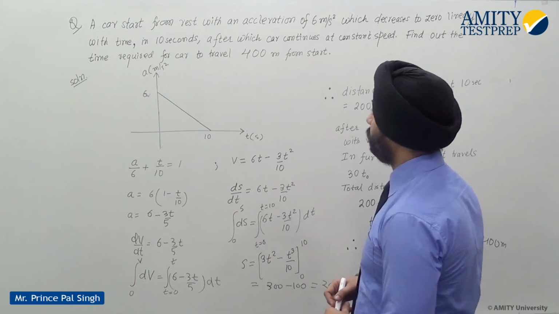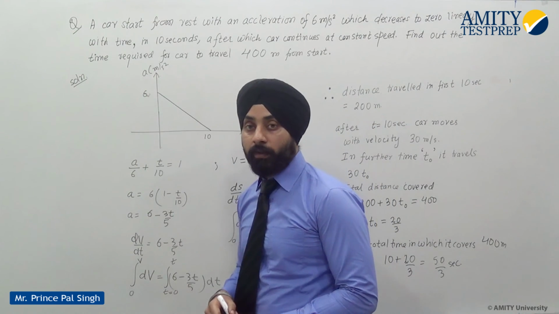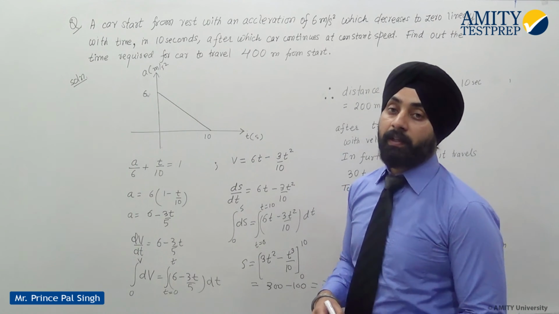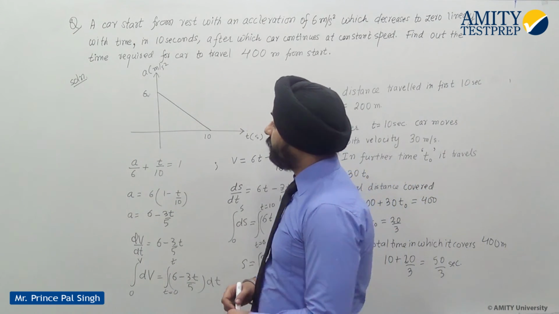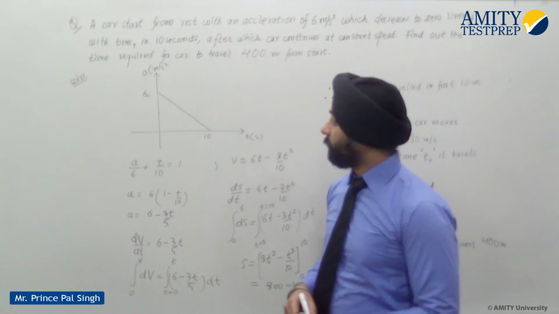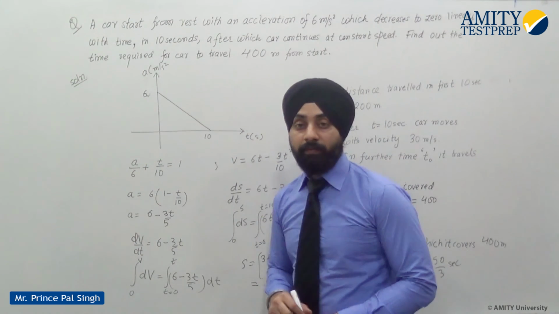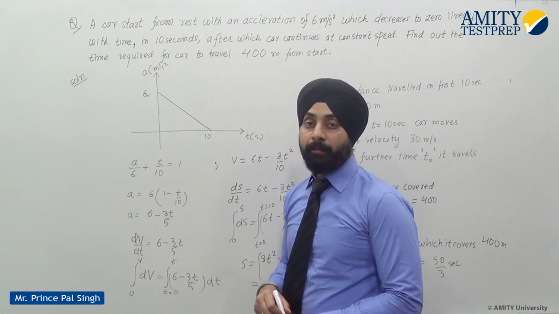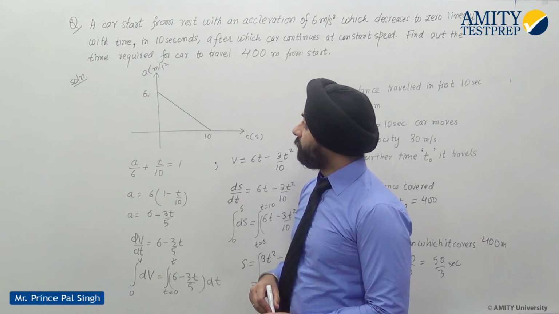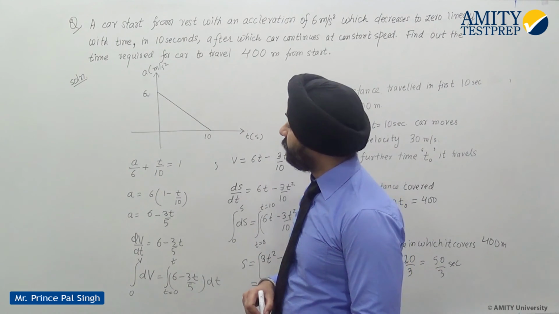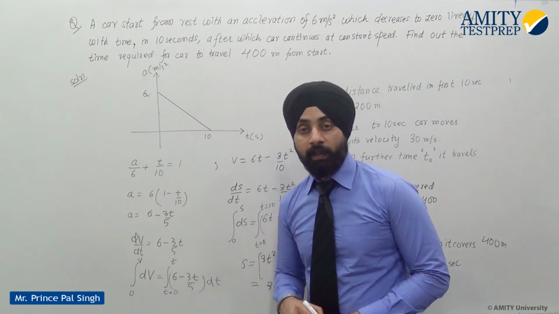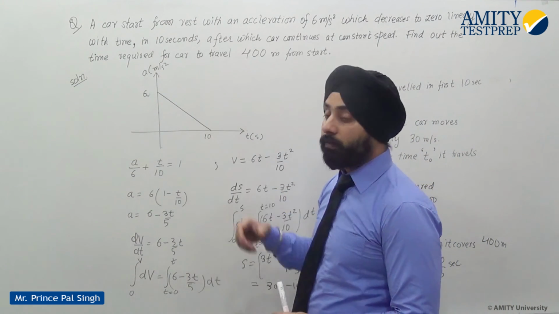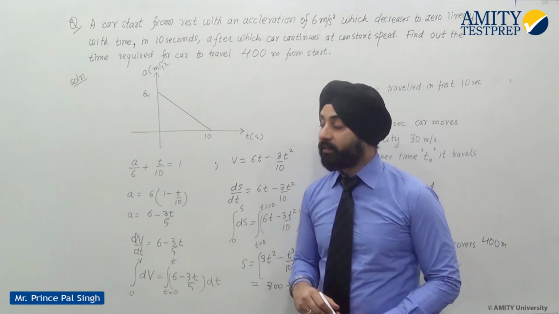We have to find out the time required by the car for which it travels a total of 400 meter from the start. So let's see how to proceed with this problem. First of all, we will draw the graph of acceleration versus time for the first 10 seconds. Initially, the acceleration is 6 meter per second square, and it becomes 0 at t equal to 10 seconds.